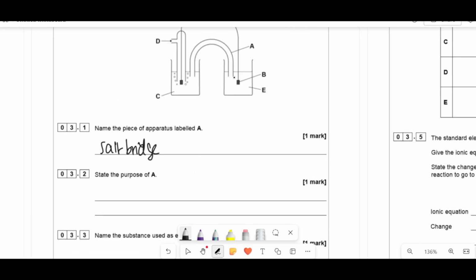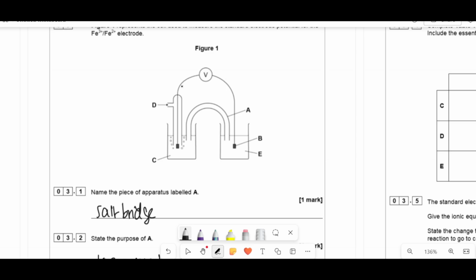Anyway, state the purpose of A. It's to complete the circuit. That's all. The idea is that when you're moving electrons here, and there's a flow of charge this way, you can't have a circuit without it being complete. It won't work. So we need something else to carry charge across.